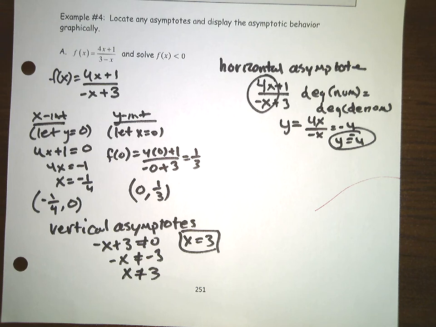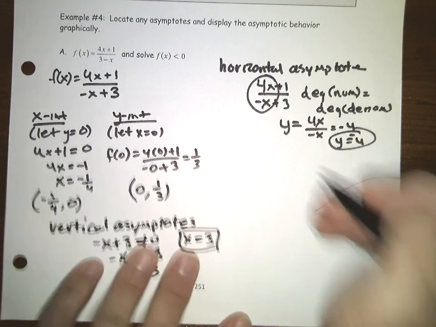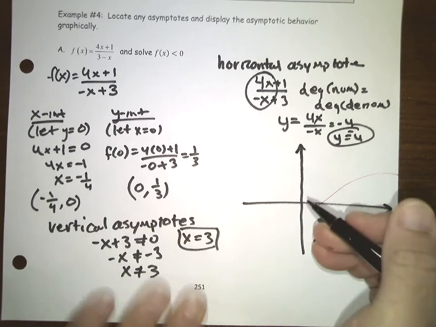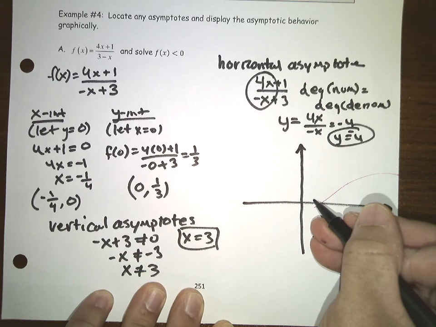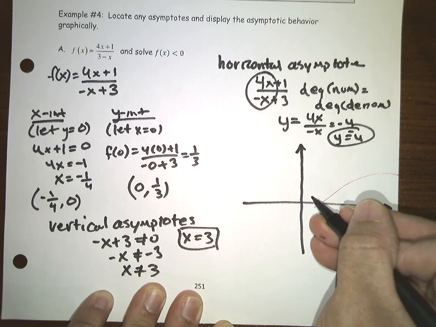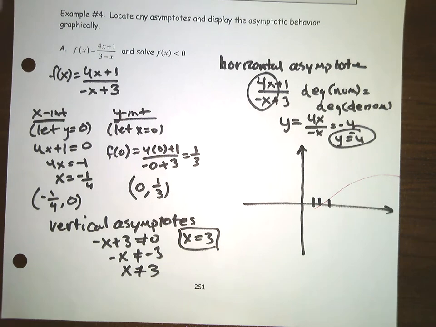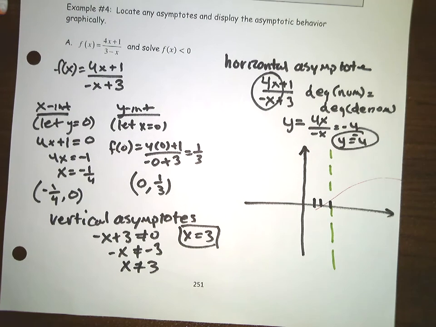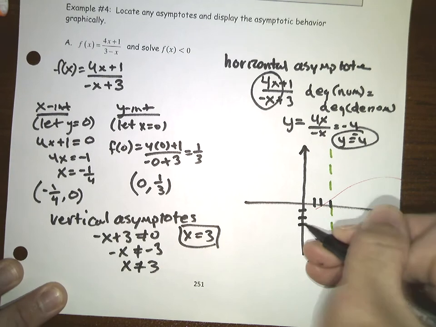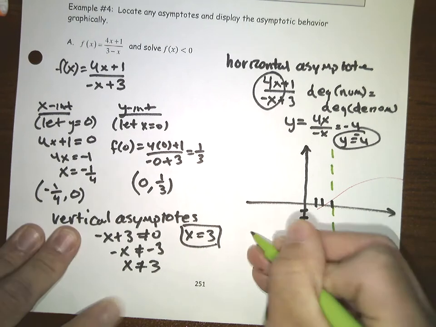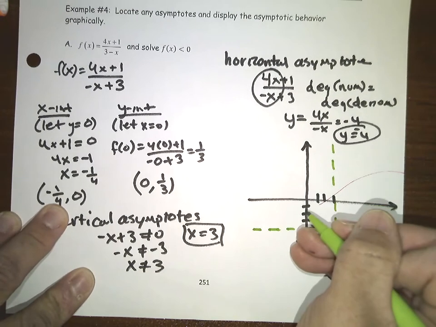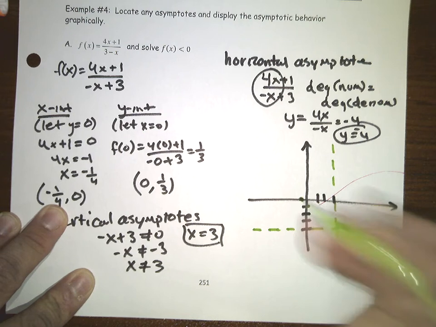And now all I need to do is sketch the graph. So if I sketch the graph, I have x equals 3 as the vertical asymptote. I know the horizontal asymptote is at y equals -4. And then I know that there's a point at -1/4, 0. So -1/4, 0.